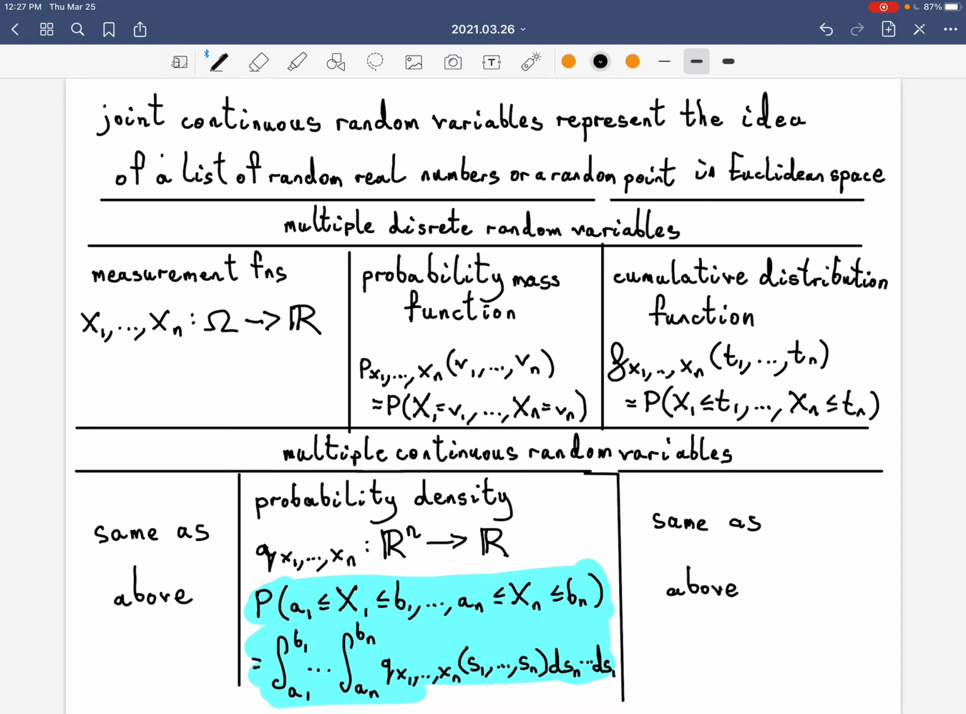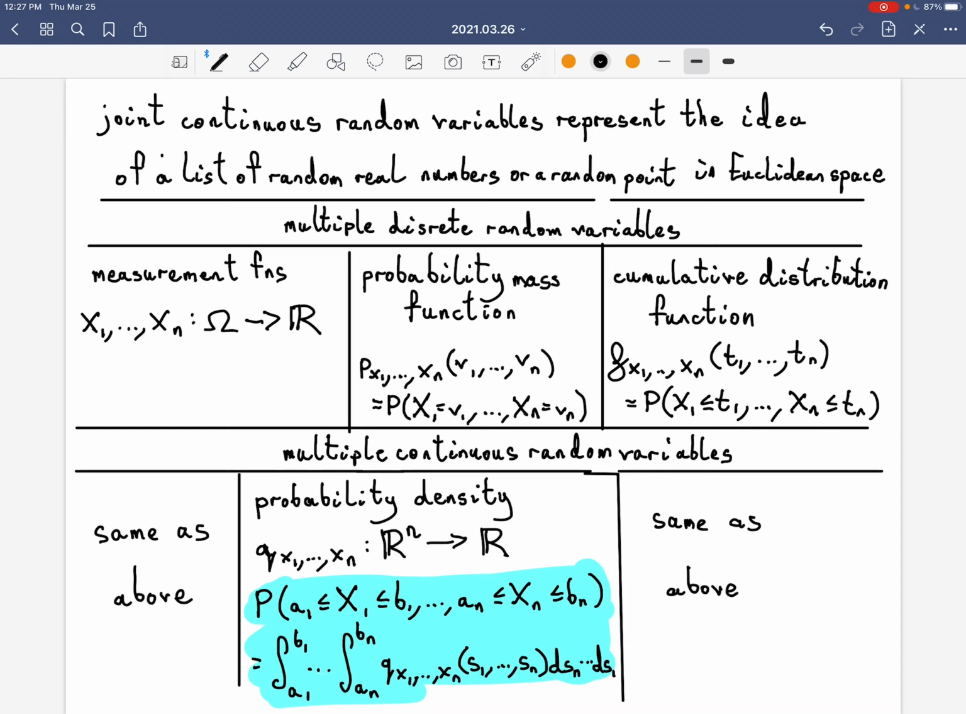So if I want to think that n equals 2, I could just call these things x and y. And I could ask for the probability that x is between a1 and b1 and y is between a2 and b2. And in that case, I would have a double integral from a1 to b1 and from a2 to b2 of q_XY(s1, s2) ds2 ds1. So I would have an integral of 2 variables.